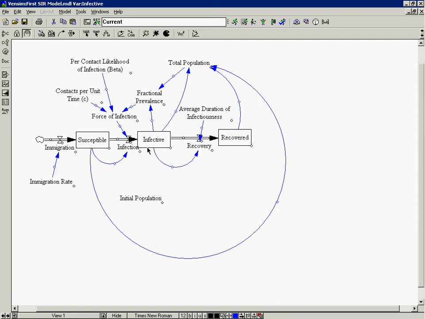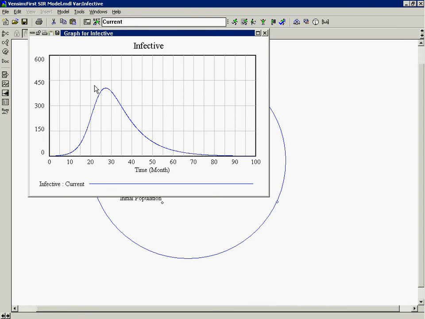So there's less and less sort of people coming in here per unit time. But what's the other thing that affects the number of infectives, ladies and gentlemen? The number of recoveries. That's right. So if we consider this flow, this is going up as long as what? The number of infectives is rising as long as the what is greater than the what? Inflow is greater than the outflow.